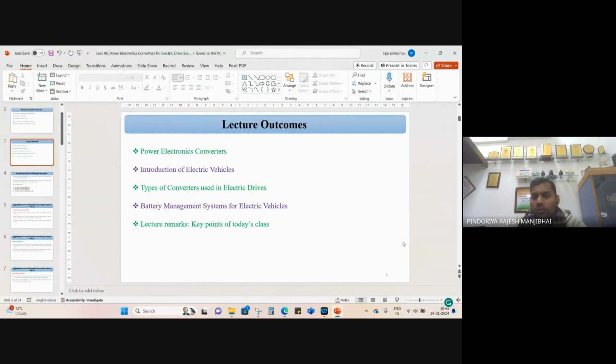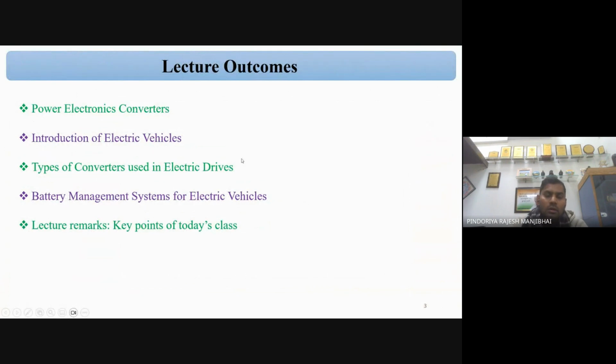Now we can discuss the lecture outcomes from today's class. There are power electronics converters, an introduction to electric vehicles, types of converters used in electric drives, and battery management systems for electric drives. So basically, the second unit is the application of power electronics converters in electric drives, and in addition, the research topic for your MTech thesis, because I received so many calls from students asking how to select a research topic and what research they have to do for their MTech thesis.